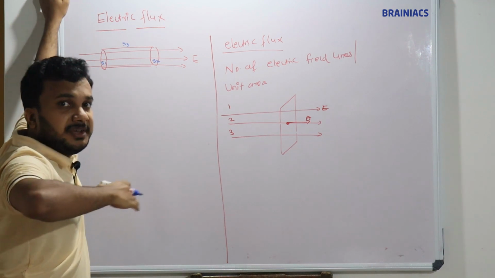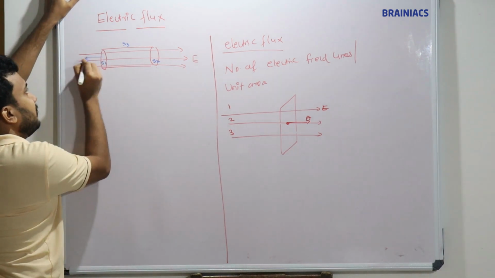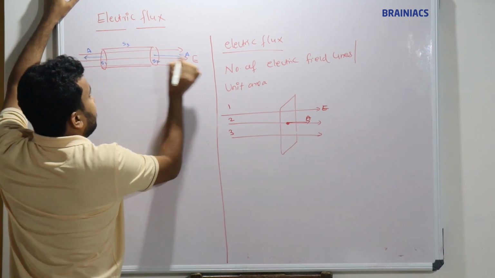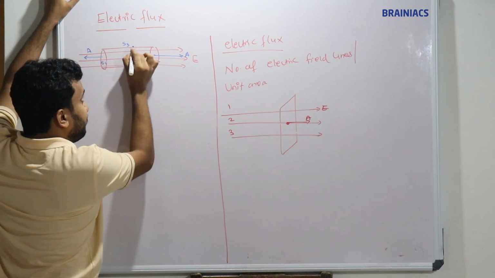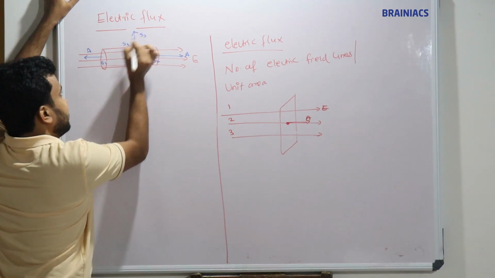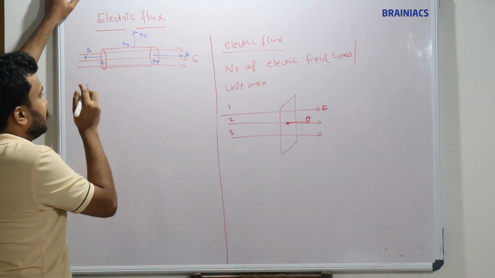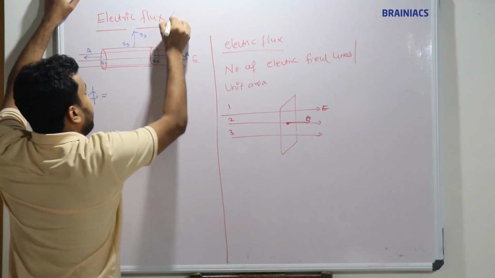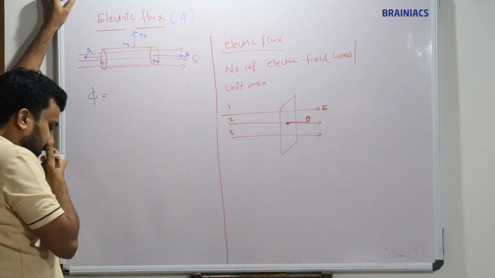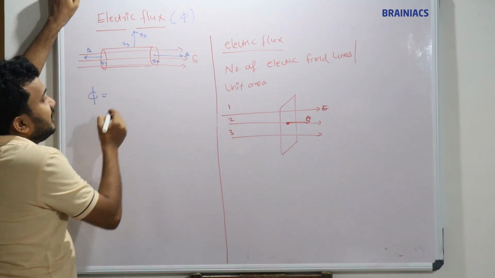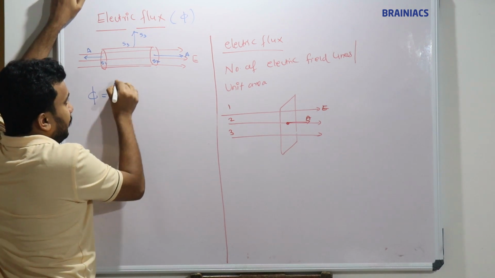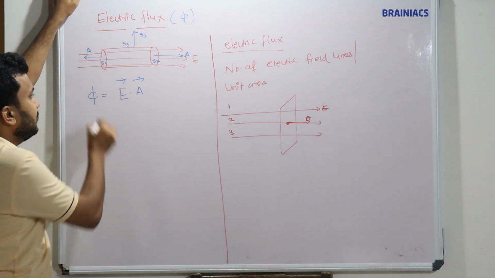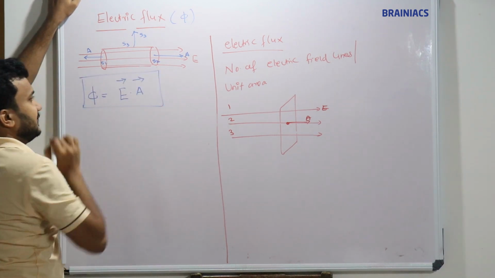Always the area vector is going away from the surface. So the S1 area vector is like this. The S2 area vector is like this. The S3 area vector is perpendicular to the surface, so this is the S3 area vector. Now what is called flux? Flux is normally represented using the letter phi. Phi is equal to the dot product of electric field and area vector. This is the definition of flux.